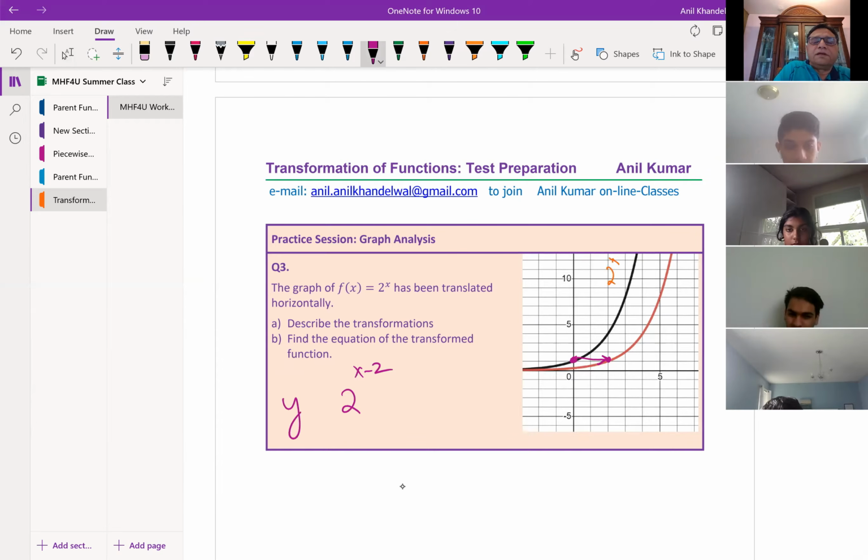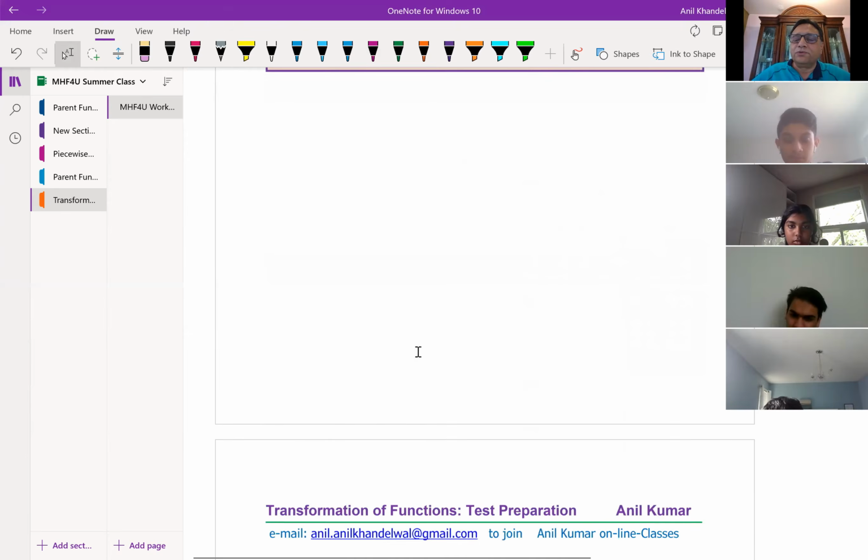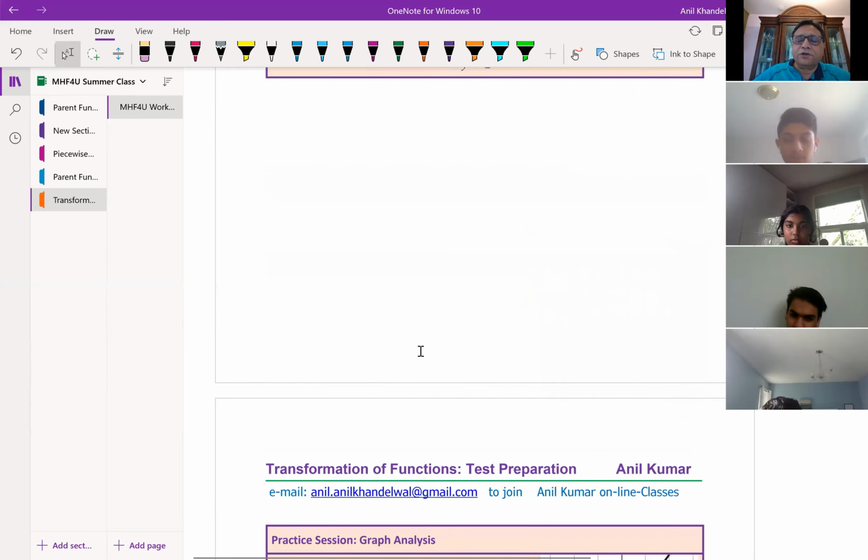Perfect. Is that clear to you? So simple. We just have to see, and we are given that it's only a horizontal translation. Then check the horizontal movement. Do you understand what the movement is? How many units has it moved? That goes into the exponent in this particular case, and you have the answer. Correct? That is how you're going to do it.